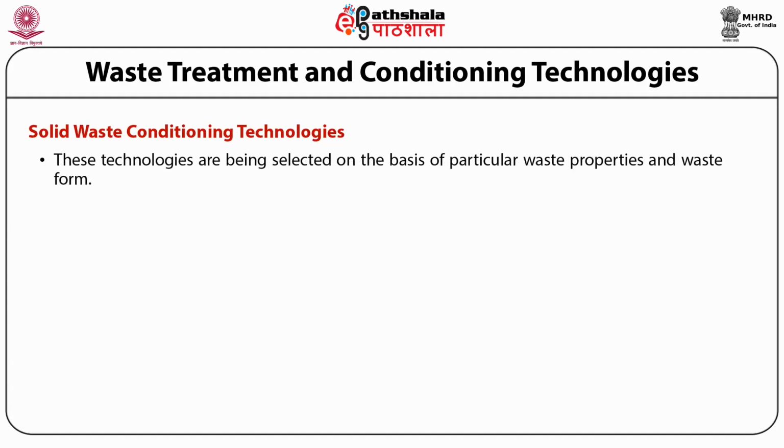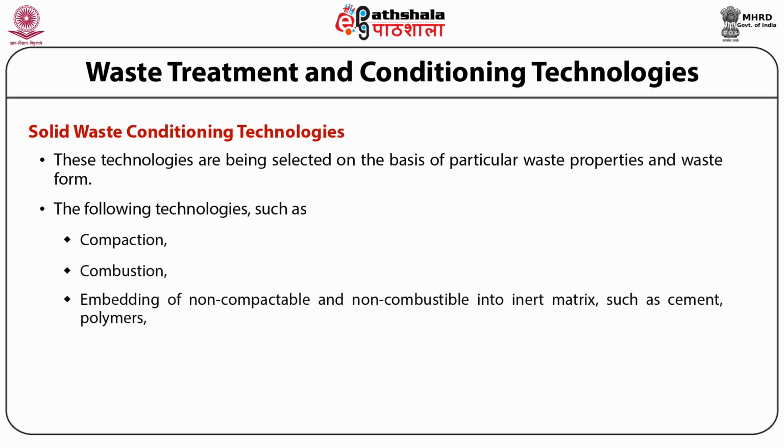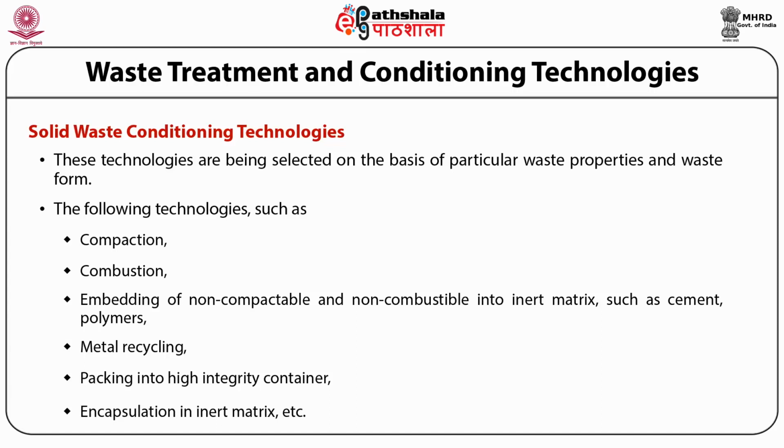These technologies are selected on the basis of particular waste properties and waste form. For example, for dry solid waste, including textile material, paper, small tools, air filters, maintenance waste, metals, insulation, electrical cables, as well as fuel cladding, hulls from fuel reprocessing, etc., the following technologies are used: compaction, combustion, embedding of non-compactable and non-combustible waste into an inert matrix such as cement, polymers, metal recycling, packing into high integrity containers, encapsulation in inert matrix, etc.